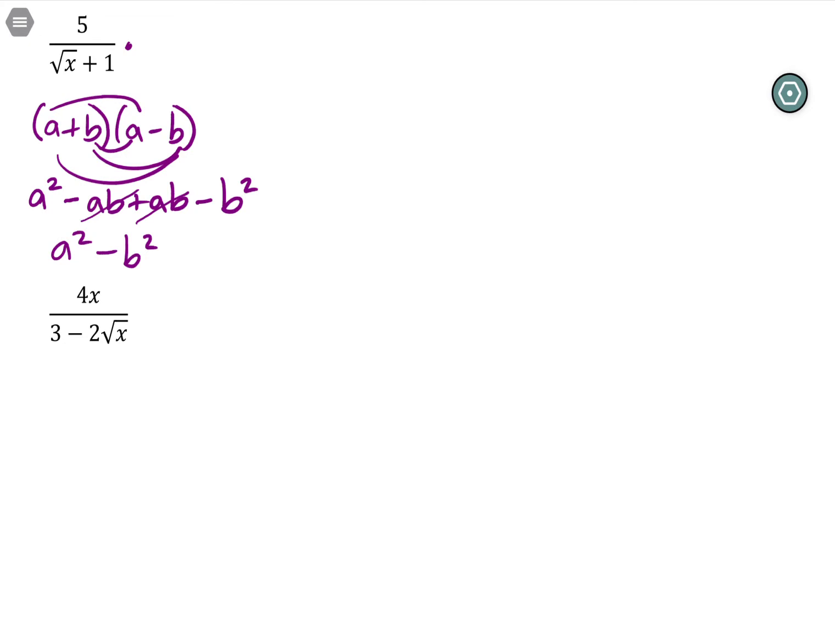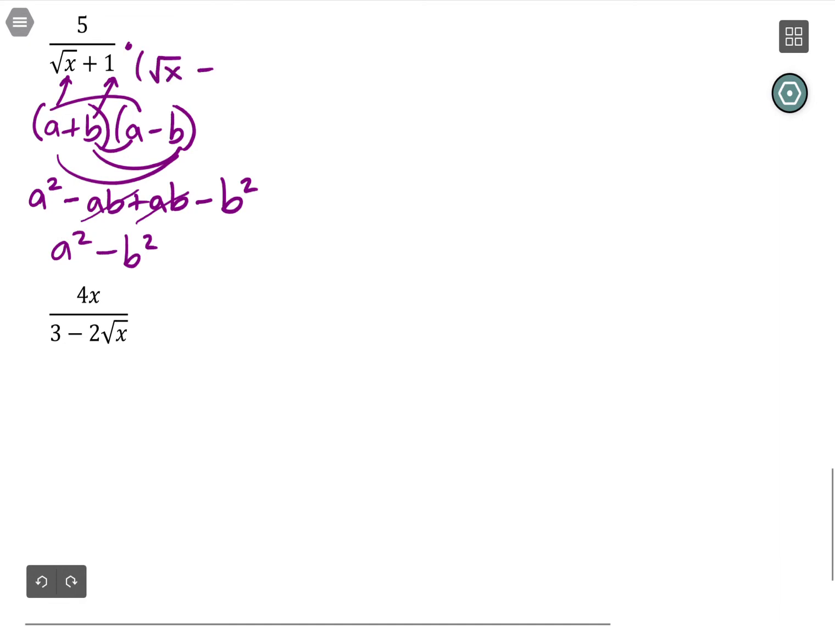So if we want to apply this, we're basically saying our a is a root x and our b is a 1, so we want to multiply it by a root x minus 1. Whenever you multiply two binomials, two terms, right? Root x plus 1 has two terms, root x minus 1 has two terms, and they have the exact same terms within them, both have root x, both have 1, and you just change the sign that's between them, you're going to end up with this difference of squares.